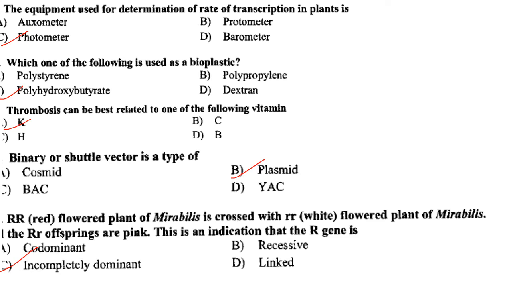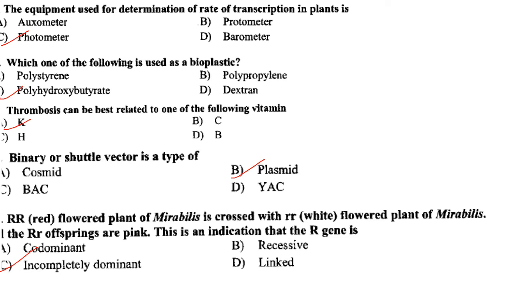So coming to the next question, the equipment used for determining the rate of transcription in plants. So it is not transcription, it might be a printing mistake, it is transpiration in plants, and so it is potometer. Okay, so answer is option C. Which one of the following is used as bioplastic? So it is polyhydroxybutyrate that is used as bioplastic.